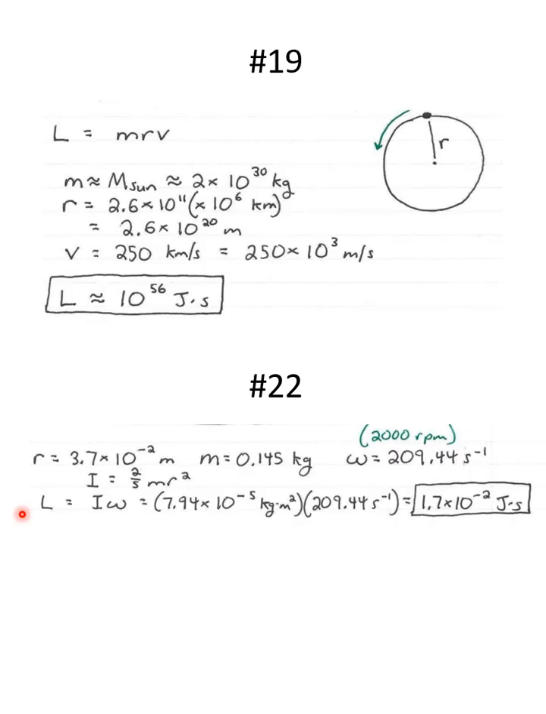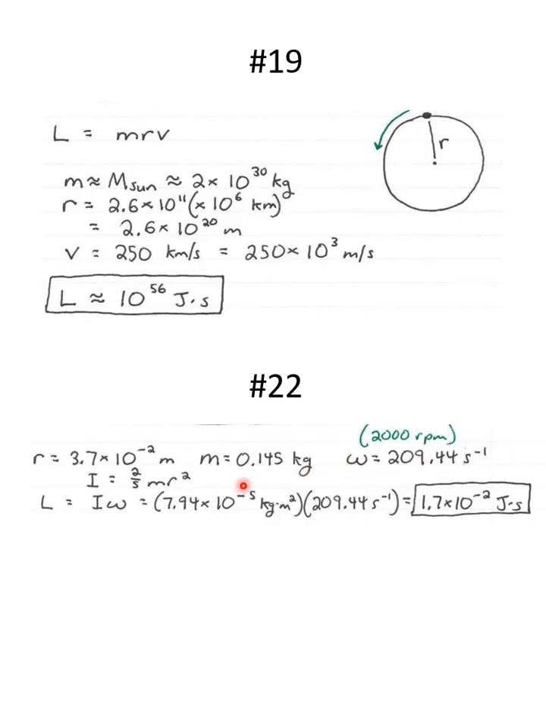Number 22, a 7.4 centimeter diameter ball has mass 145 grams and is spinning at 2000 RPM. Treating the baseball as a uniform solid sphere, what is its angular momentum? So we've got the radius. Take the diameter, divide by 2, so it's 3.7 times 10 to the negative 2 meters. We've got the mass. Here I've converted 2000 RPM to radians per second, so 209.44 radians per second.